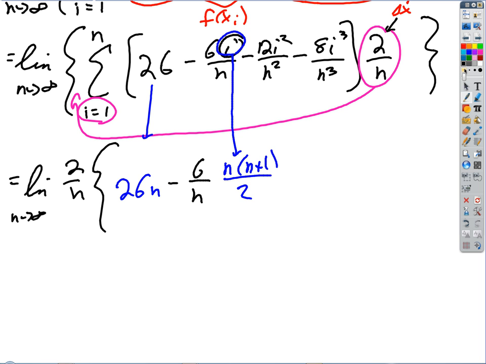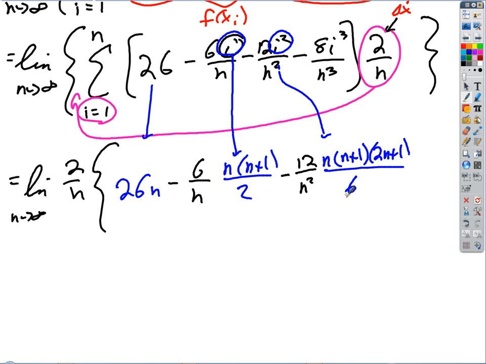And then we get this third term. I'm going to get minus 12 over n squared times the sum of i squared. Remember that one? n times n plus 1 times 2n plus 1, over 6. Good. And then, run out of room here.